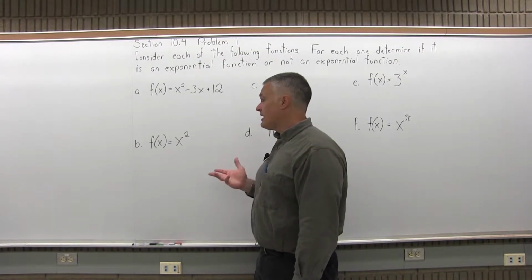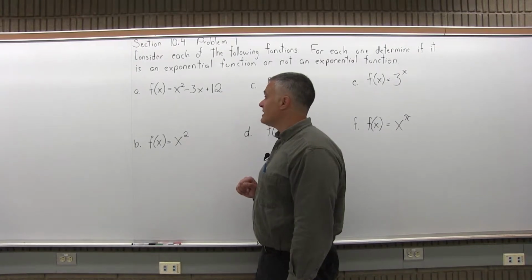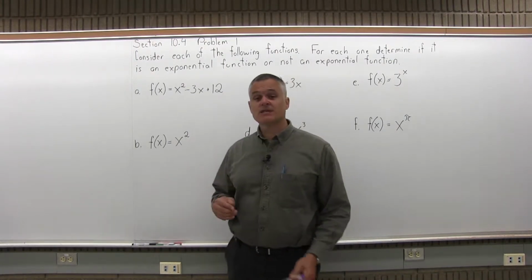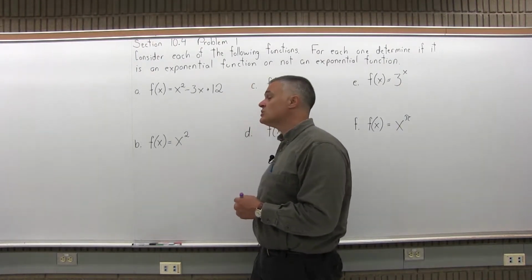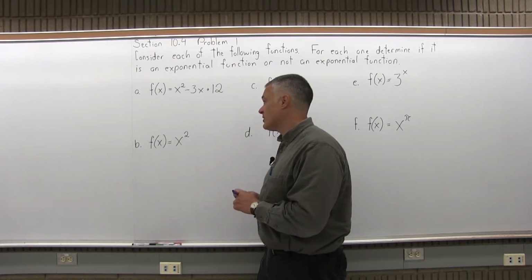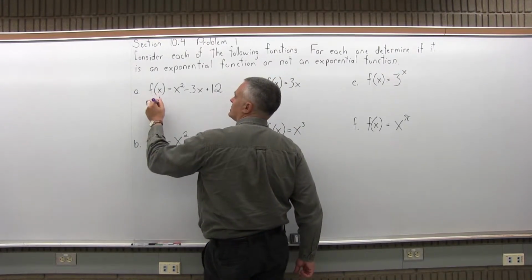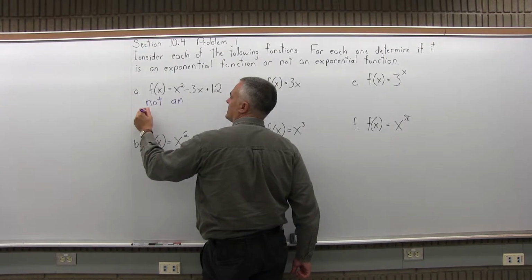So part A, the first function, says f of x equals x squared minus 3x plus 12. So is that an exponential function or not? And the answer is it's not, because the variable is in the base. The exponent is just a regular number. You have a second power and a first power. So for part A, the answer is not an exponential function.